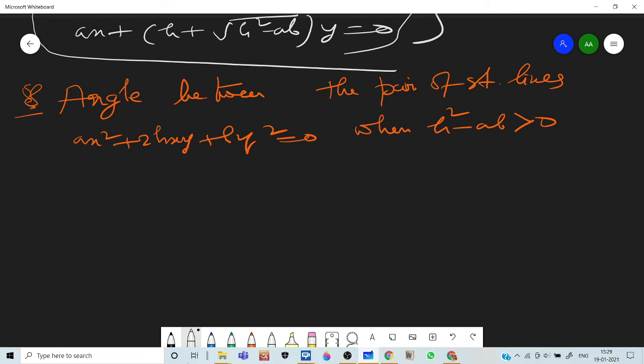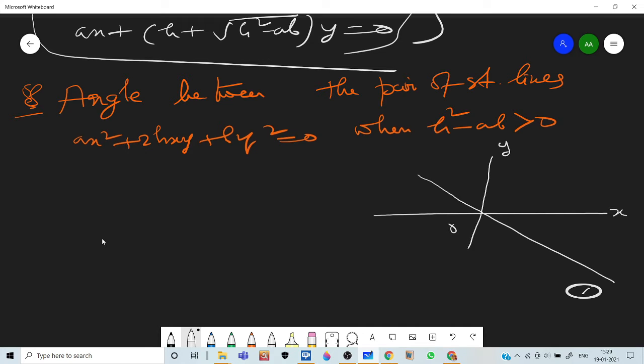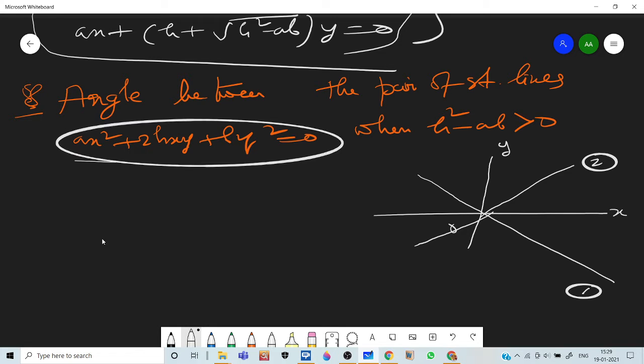So now we have already seen in the previous article that this homogeneous equation of second degree represents a pair of straight lines passing through the origin. This is the x-axis, this is the y-axis, and this is the origin. Suppose this is a straight line passing through the origin, we call it line one, and this is the second line, passing through the origin, call it two. So we get two straight lines, one and two, passing through the origin by this homogeneous equation of second degree when the condition h square minus ab greater than 0 is satisfied.